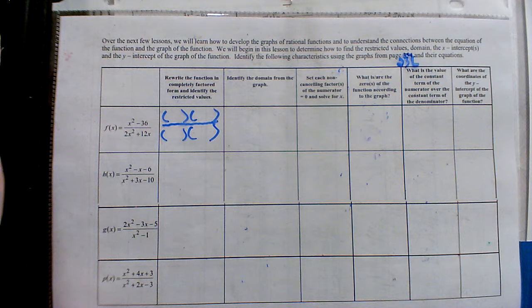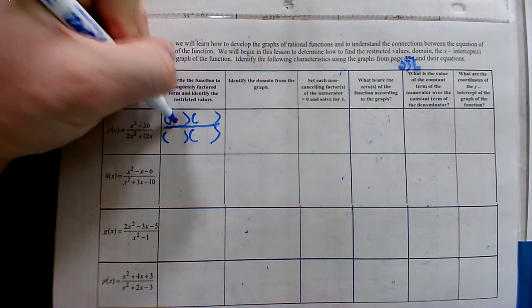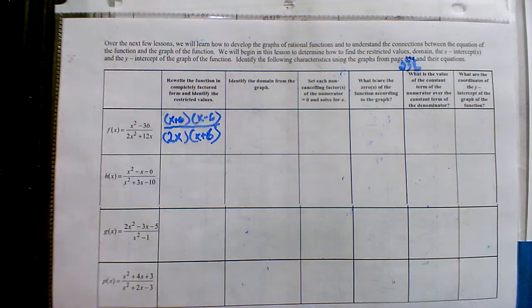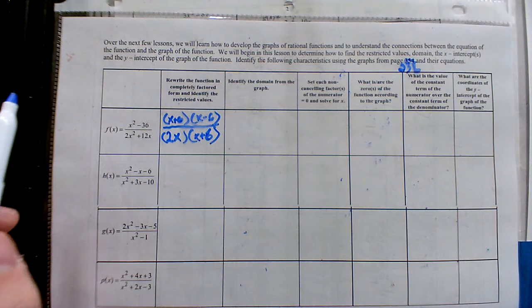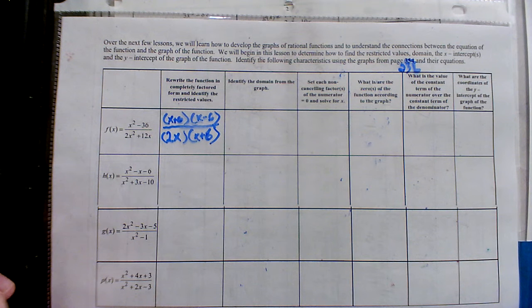Is anybody successful with the top or the bottom yet? Go ahead, Tori. The top is x plus 6, x minus 6. Yeah, x plus 6, x minus 6. Very good. And the bottom, Rebecca? 2x and then x plus 6. Yeah, x plus 6. Okay, so that's the completely factored form.